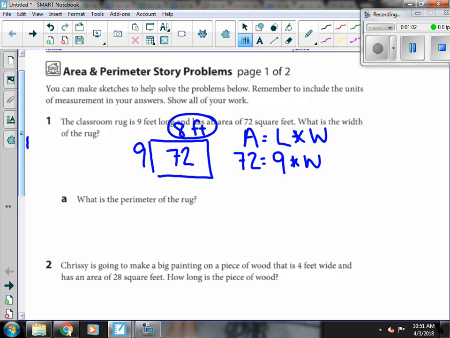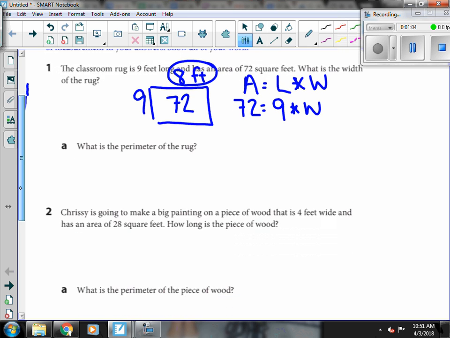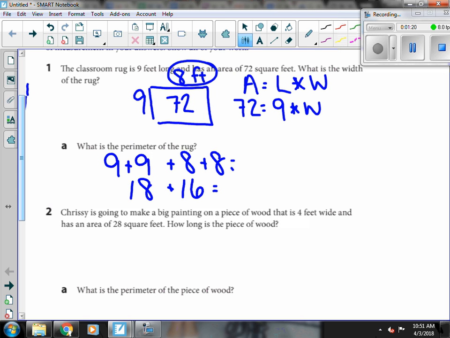Now, the next part says what is the perimeter? Well, I have 9 and 9 and 8 and 8, so I could do 9 plus 9 plus 8 plus 8. 9 plus 9 is 18. 8 plus 8 is 16. And so I get 34 feet.